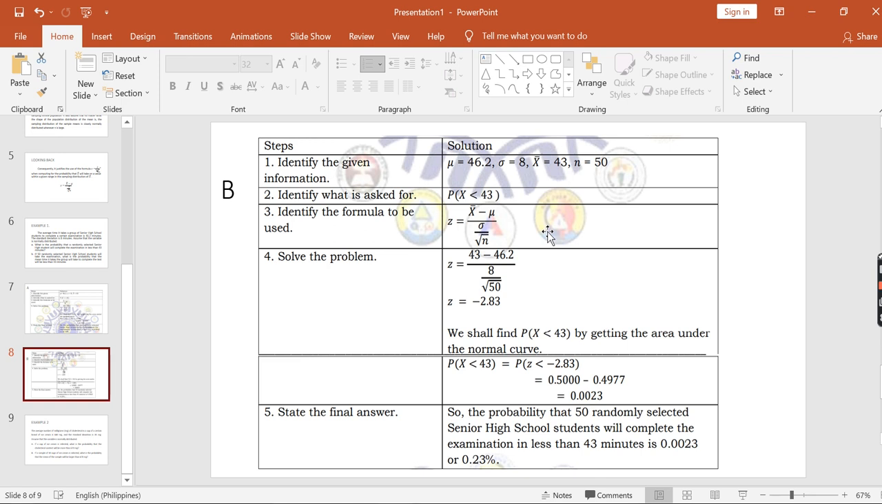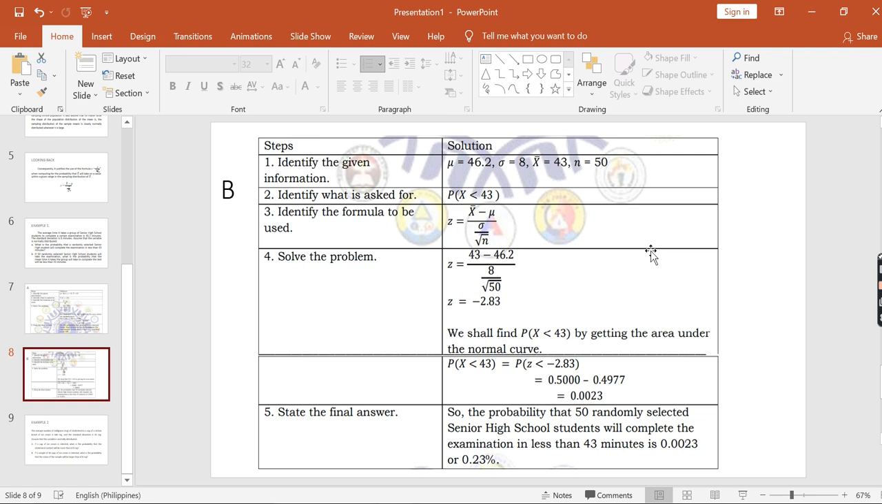Let's try to identify the givens. Again, the standard deviation is 8. The sample mean is 43, while the sample size is 50. This is a population mean rather. Sorry, the population mean is 46.2. Now, identify what is asked. So again, it is asking what is the probability that these 50 students will finish the test in less than 43 minutes.